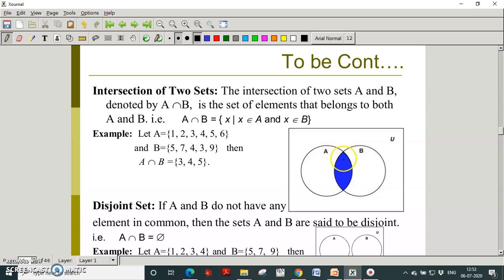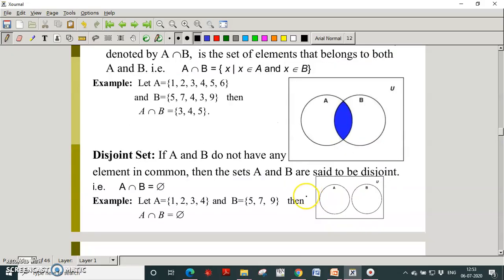And here the area represents the intersection of two sets A and B, meaning the common elements. Disjoint sets: if A and B do not have any elements in common, then the sets A and B are said to be disjoint. Mathematically, A intersection B equals the empty set.